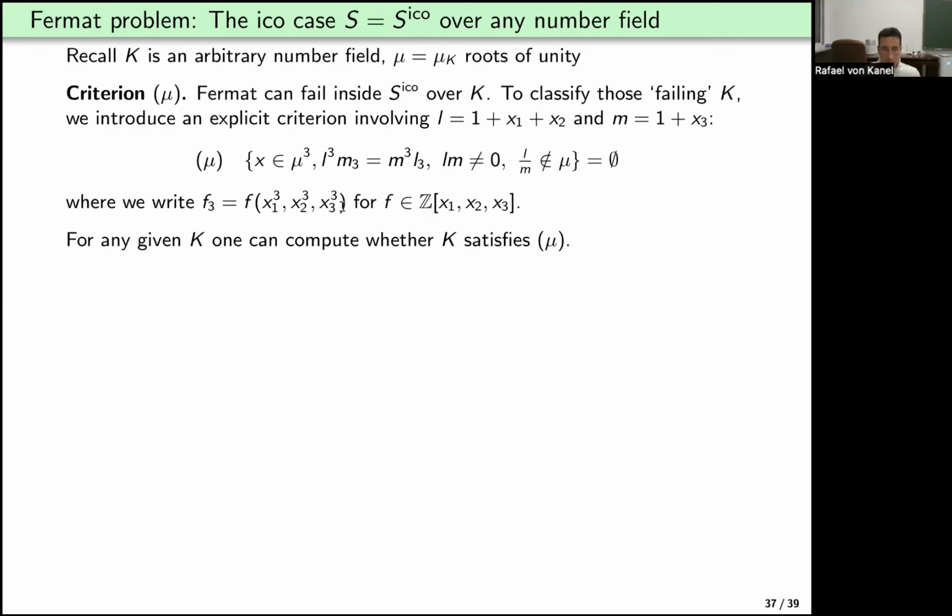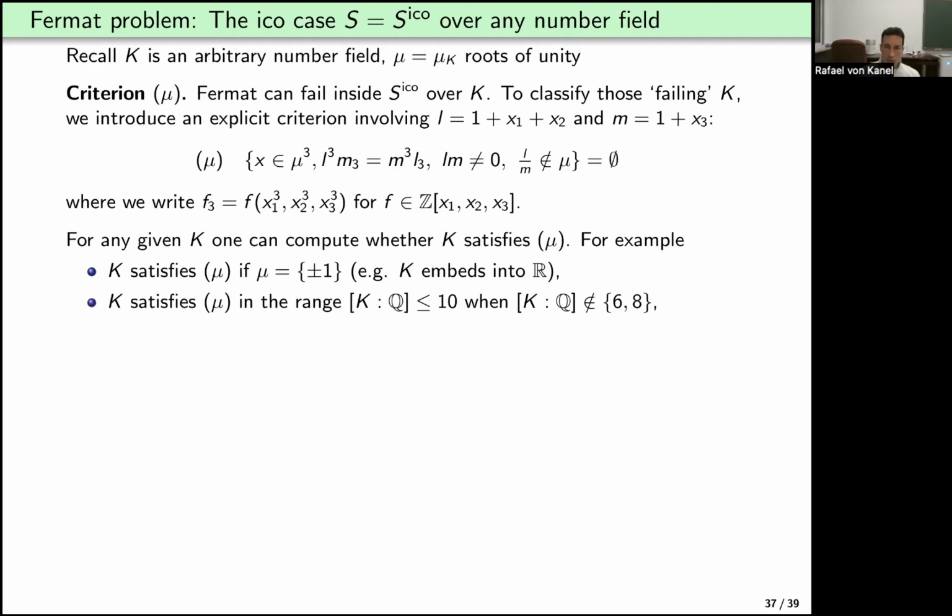And then I also would like to mention that for any given K, one can compute the roots of unity, and then I can also compute whether this criterion mu is satisfied. So for example, one can easily show that a number field K satisfies this criterion mu if the roots of unity are just plus minus 1. So for example, if K has a real embedding into R. Then also the number field K satisfies this mu in the range when the degree is at most 10. Then it's always satisfied, except when maybe the degree is 6 or 8. But if the degree is not 6 or 8, and at most 10, then this criterion is always satisfied.